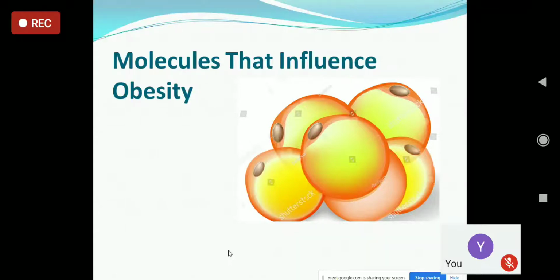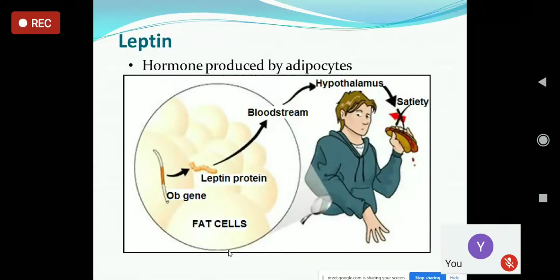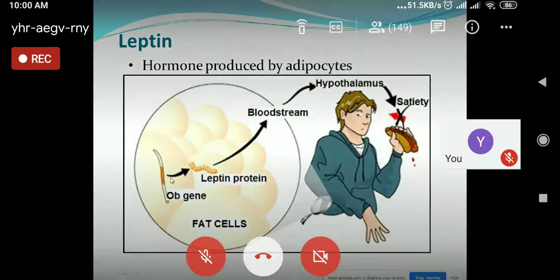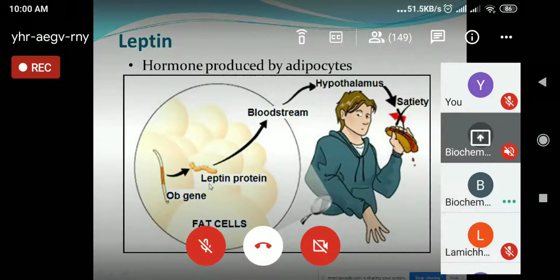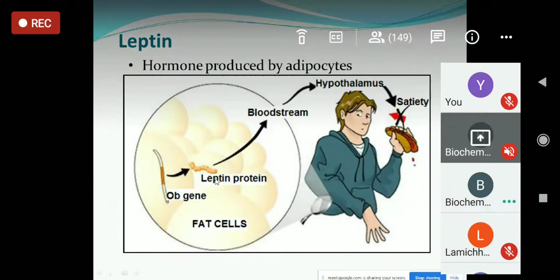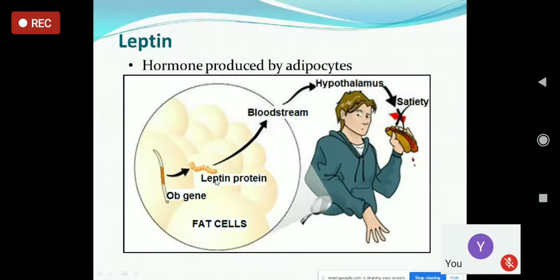Coming to molecules that influence obesity. Let's talk about leptin, which is a hormone produced by the adipocytes. There is the OB gene present. The product of the OB gene is a hormone called leptin. Leptin is produced proportionally to the adipose mass.